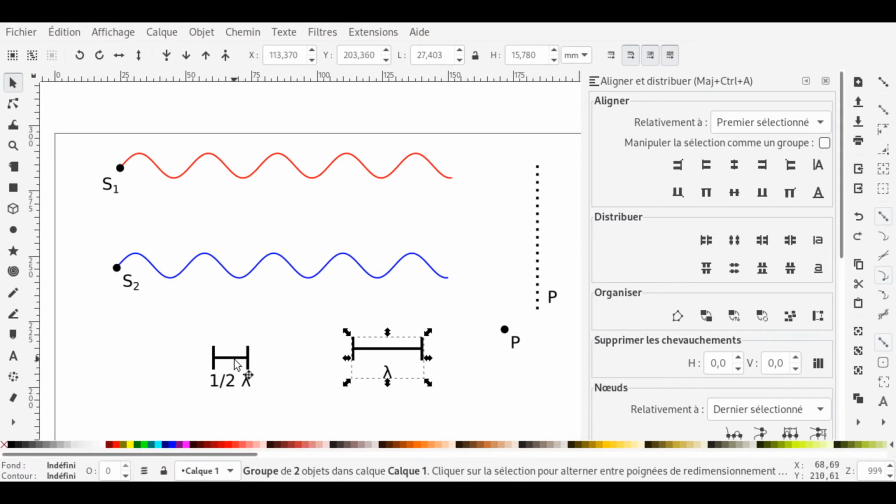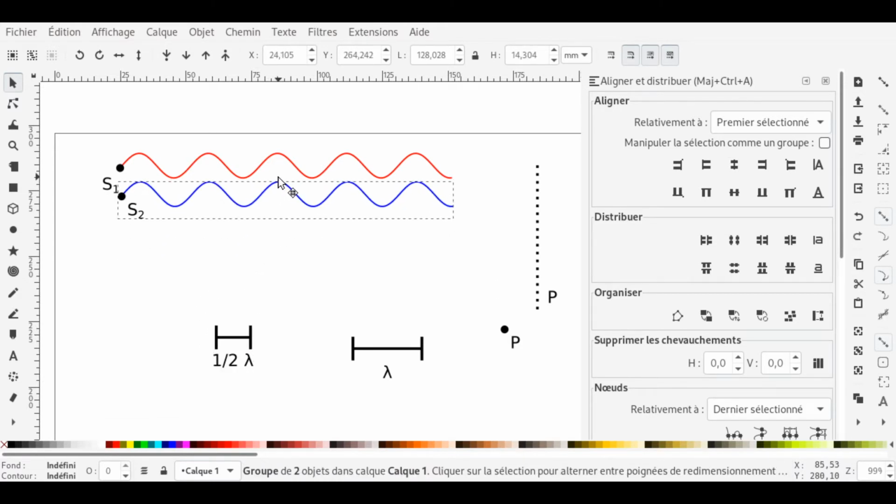And here I prepared half a wavelength. For instance, the distance it takes to go not from a minimum to another minimum, but to go from a maximum to a minimum. The two waves I prepared here have the same wavelength.